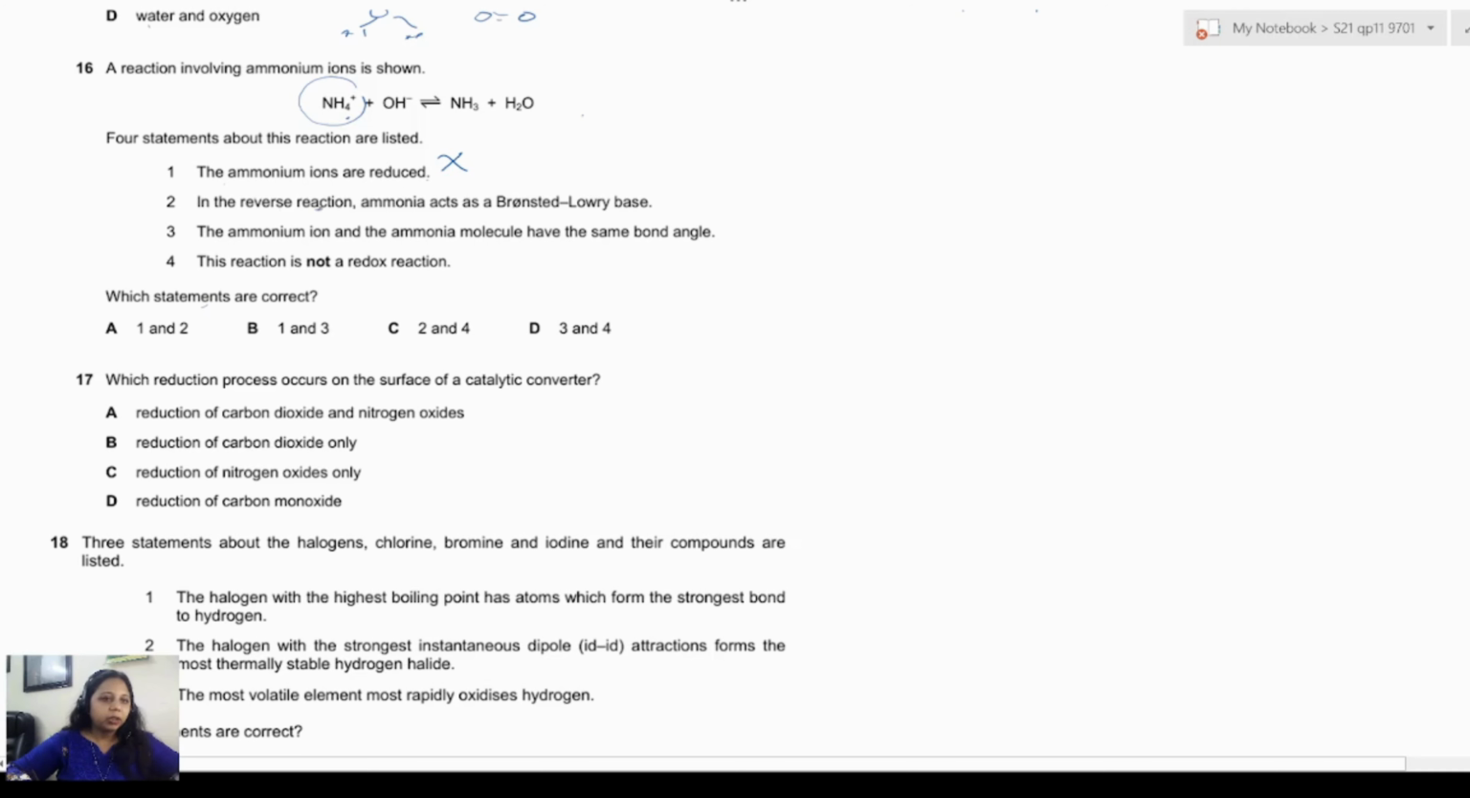In the reverse reaction, ammonia acts as a Brønsted-Lowry base. Yes, because it is a reversible reaction, so this one is correct. The ammonium ion and the ammonia molecule have the same bond angles. No, they don't have the same bond angle because the lone pair is going to take more space compared to the bonded one. The reaction is not a redox reaction, so this one is correct. According to this, we have two correct options, which are 2 and 4.